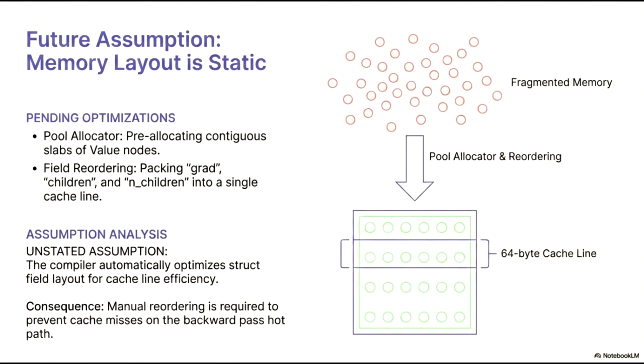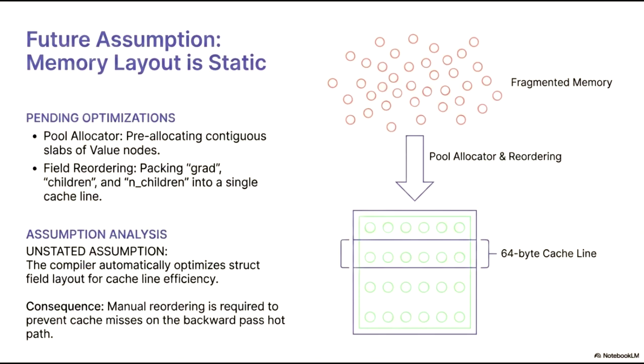Turning to our future assumptions, we operate on the premise that memory layout remains static. This leads us to several pending optimizations. First, we plan to implement a pool allocator designed to pre-allocate contiguous slabs of value nodes. As you can see in the diagram, this transitions our system from a state of fragmented memory to a much more structured and efficient layout.